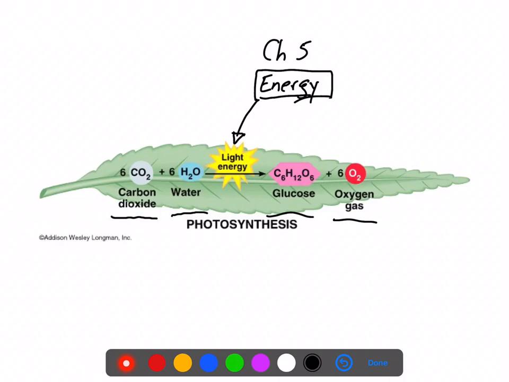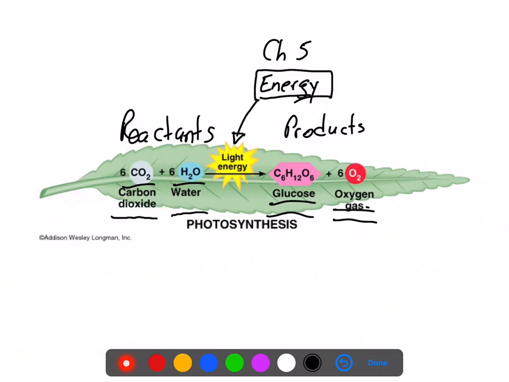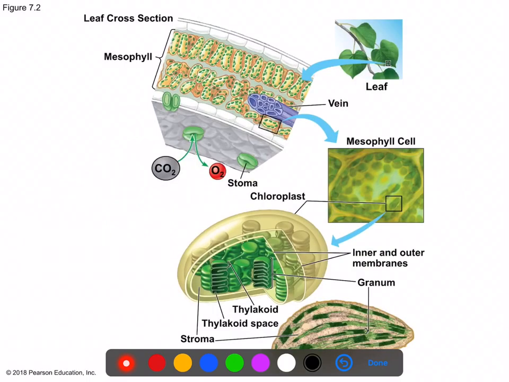But I do want you to know the photosynthetic equation. It will be on your second unit exam. So let's just make sure that we know the reactants. That would be CO2 and water, and that we know the products. Those would be glucose and, again, oxygen. Okay, there's going to be a lot more to say about this, right? So let's get to it.